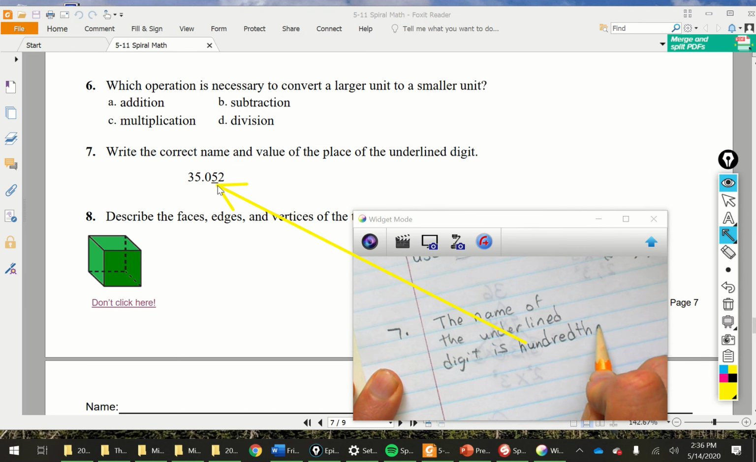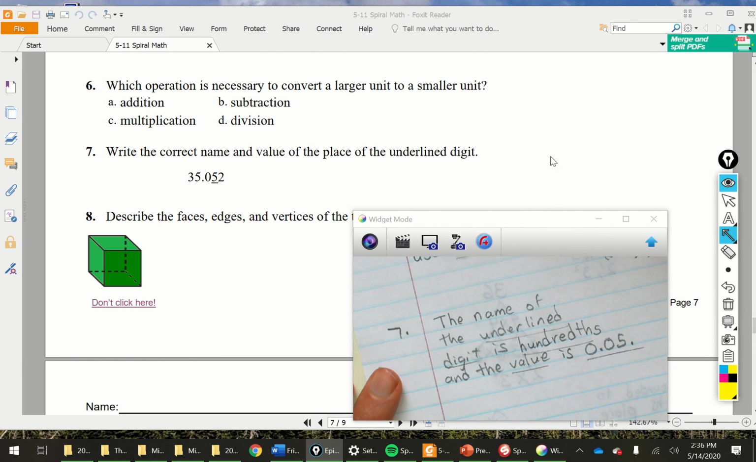Place is hundredths. And the value, you can either write it out in word form or standard. I'm going to use standard. And the value is 0 and 5 hundredths. Make sure you have the word value in there, hundredths, underlined digit, and the standard form in 0 and 5 hundredths. For the next question, number 8.